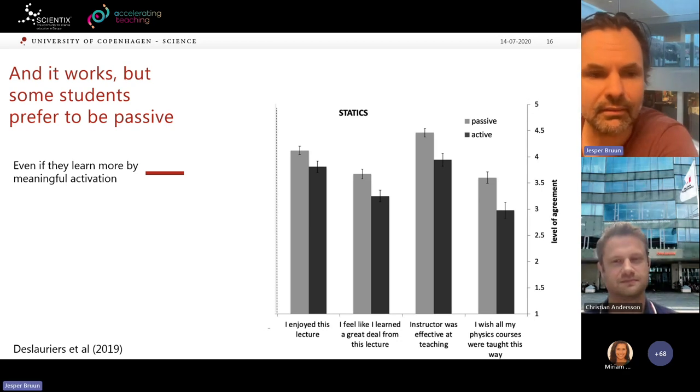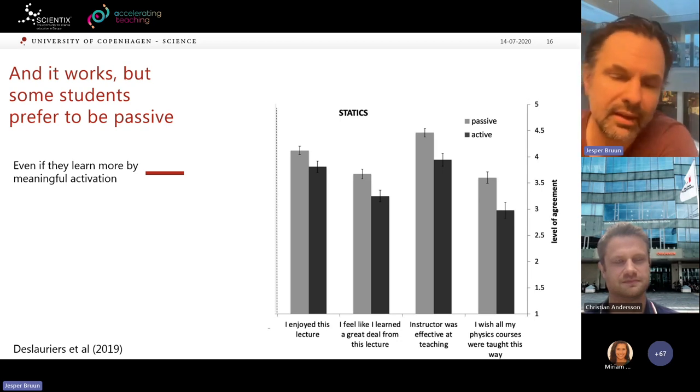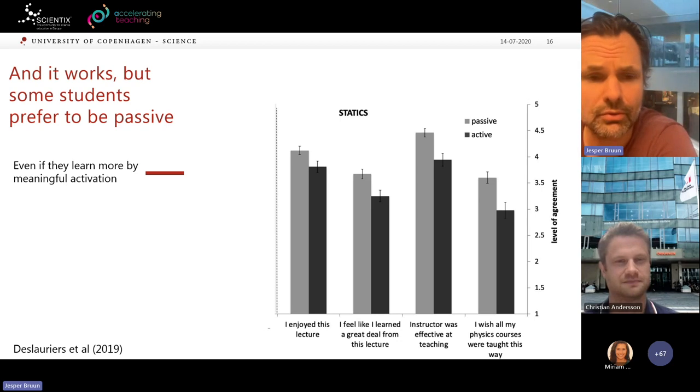But then they also, this is from this study, and you can access it yourself if you want to. They also tested learning, and they did that in the same way in the two courses. So it was as controlled as we can do it in science education. And as you can see here, in the active course they actually learned more. So even though they learn more by this meaningful activation, they sometimes prefer to be passive.